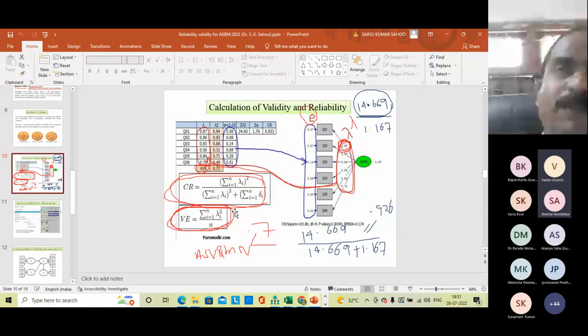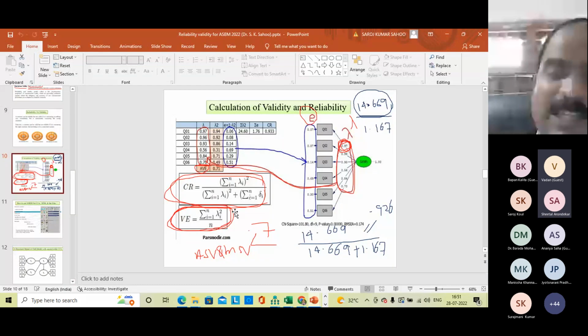So again CR. First sum the lambda, then square it. That value put in the numerator. The same value put in the denominator plus error. What is error? 1 minus lambda. 1 minus lambda is the error.